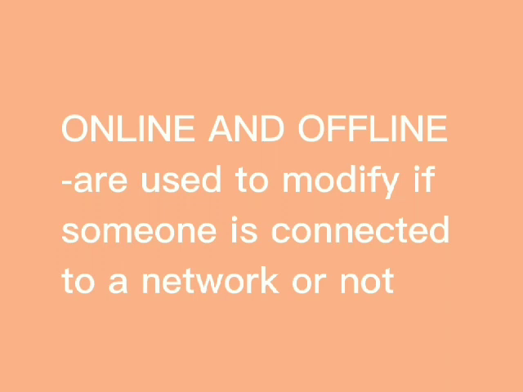The sixth and seventh ICT terms are online and offline. Online and offline are ICT terms we use to describe whether we can connect to a network, and we can modify the status of a person that's using a particular device.